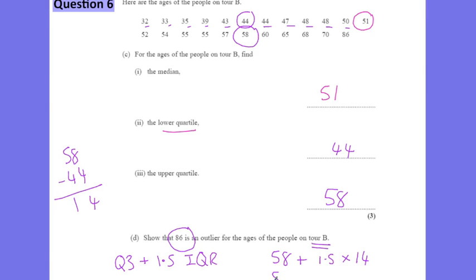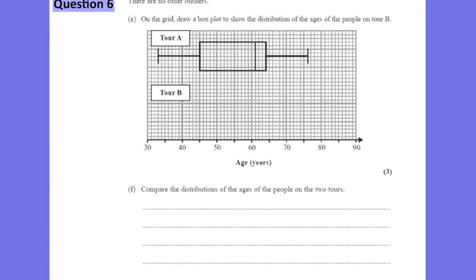We then have 58 add 21, which is 1.5 multiplied by 14, which gives us 79. 79 is the limit, and we can see here that our value of 86 is greater than 79, so it is an outlier. We're told that there are no other outliers. 86 is the only outlier.